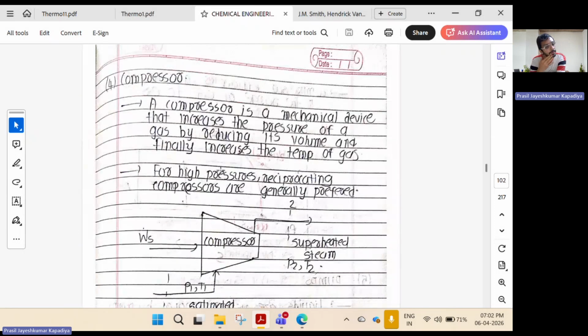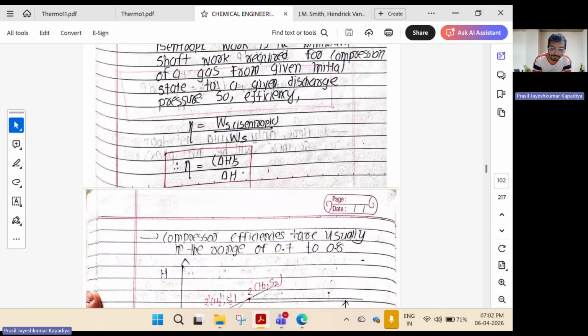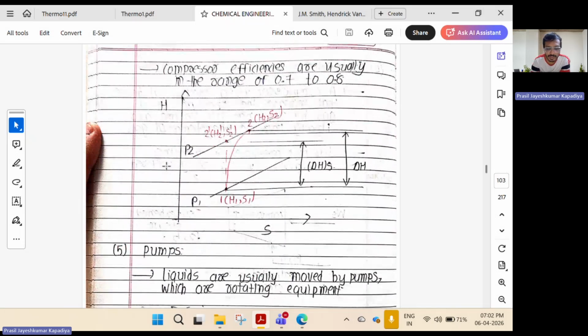Similarly, for the compressor you are starting with saturated steam, and with some shaft work you are increasing the pressure, reducing the volume and increasing the fluid temperature, correct? In that case you need to know eta equals delta HS by delta H. So you are at the P1 to P2, H1 S1 line, and you need to go to the H2 S2 line with the isentropic path H2 prime S2 prime. Okay, so this is all about turbines and compressors.